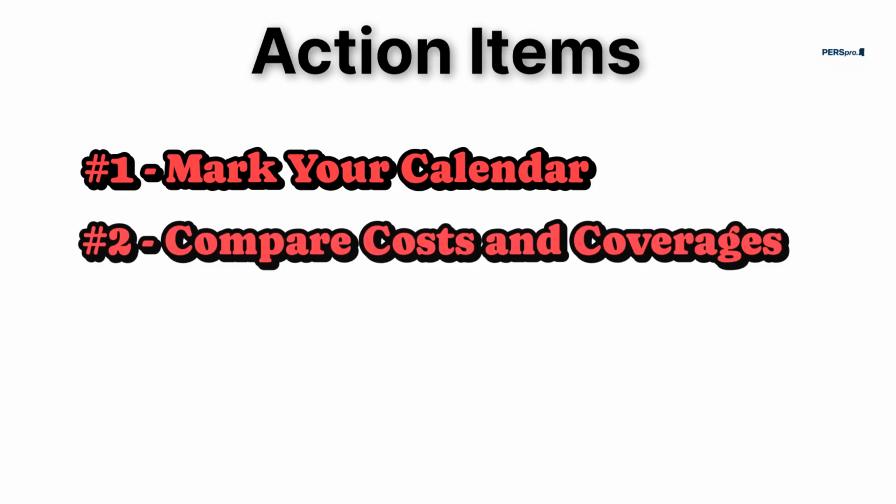If you are getting ready to enroll in Medicare, here are your action items for today. 1. Mark your calendar. Mark your calendar for when your 7-month initial enrollment period is. 2. Begin to compare costs and coverage. Compare your current Mississippi State Health Plan, either as an active employee or retiree, against original Medicare and Medicare Advantage plans so you can budget for premiums, deductibles, coinsurance, and out-of-pocket maximums.